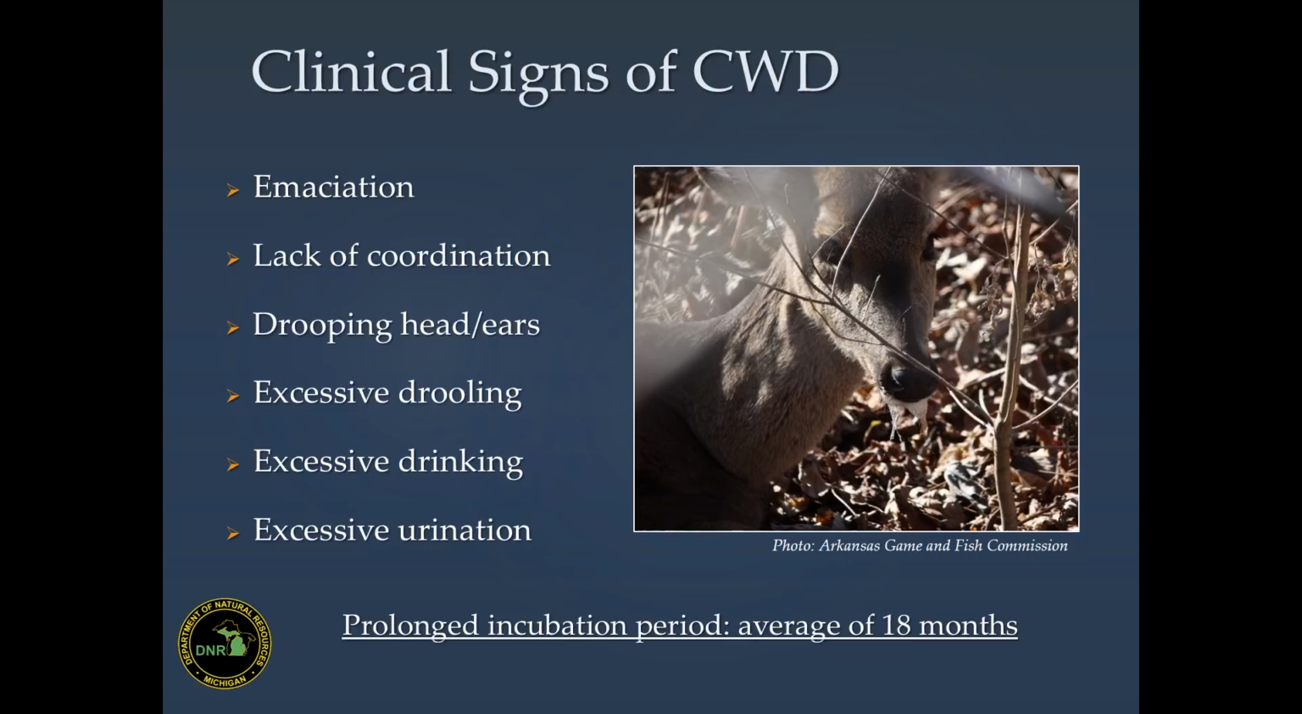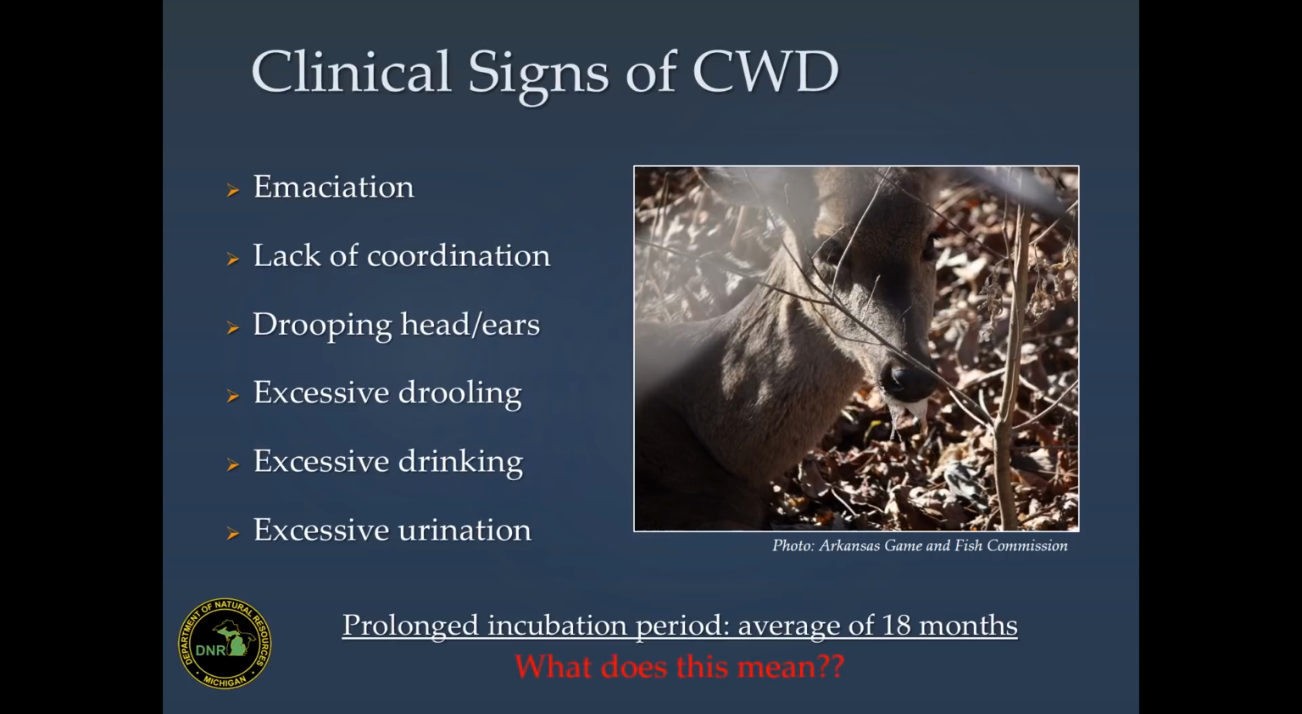So let's talk a little bit about the clinical signs of chronic wasting disease. We know that you can see emaciation, which is extreme weight loss, lack of coordination, drooping head and ears, excessive drooling, excessive drinking, and excessive urination. But one of the things I really want to highlight in this presentation is that we know this disease has what we call a prolonged incubation period, on average about 18 months.